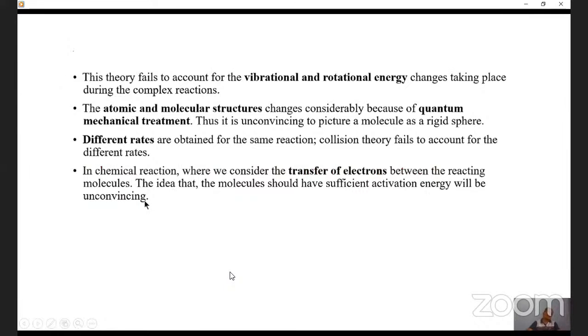And the last drawback of this collision theory is that in a chemical reaction where we consider the transfer of electrons between the reacting molecules, the idea that the molecules should have sufficient activation energy will be unconvincing. So these are the drawbacks or the failures of collision theory of reaction rates.